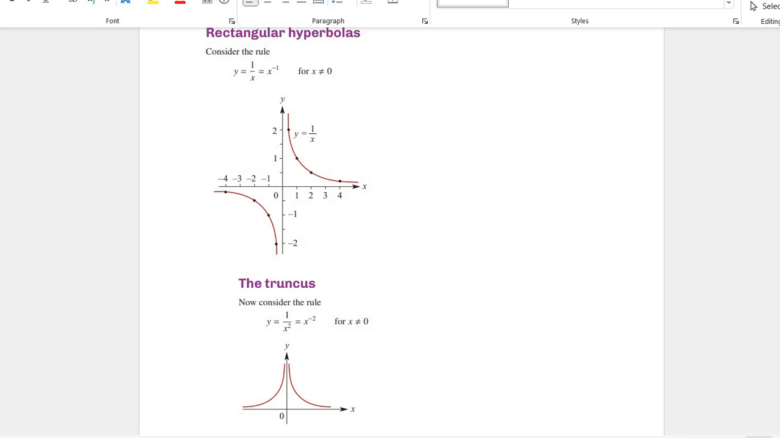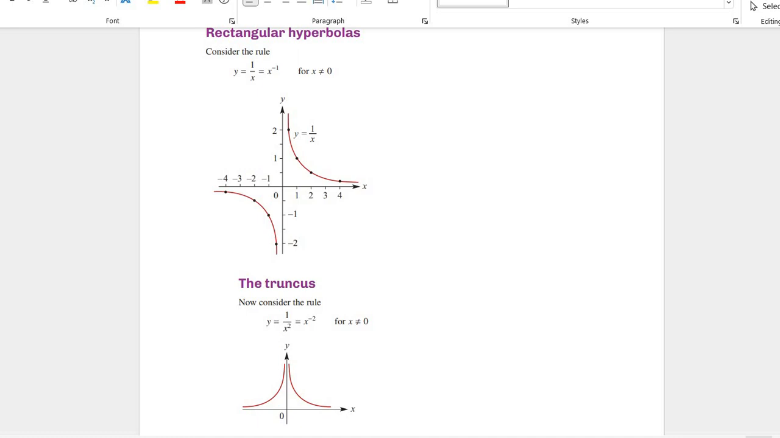We are going to start our journey in chapter 4. The content I'll cover today will involve 4A as well as 4B. In 4A, we are going to talk about the rectangular hyperbolas. There are several things I want to mention at this stage.